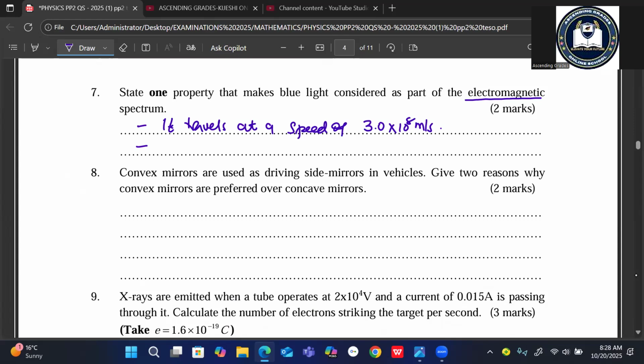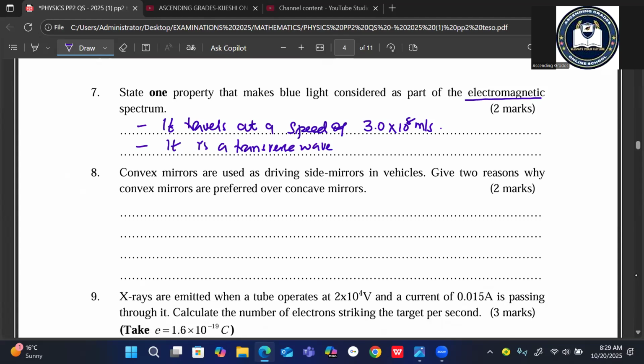Electromagnetic waves have the property that they are transverse waves. It is a transverse wave. So these two make it part of the electromagnetic spectrum. We have others, such as it is not affected by electric fields or magnetic fields, and it also travels in straight lines.